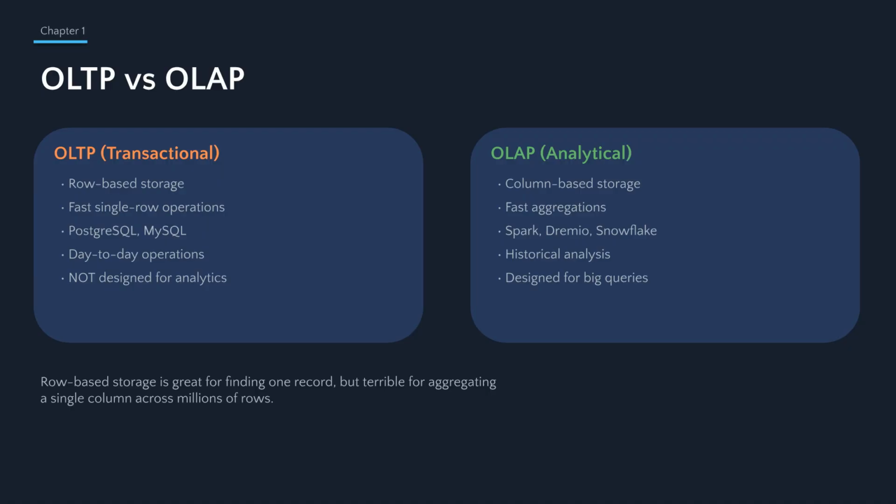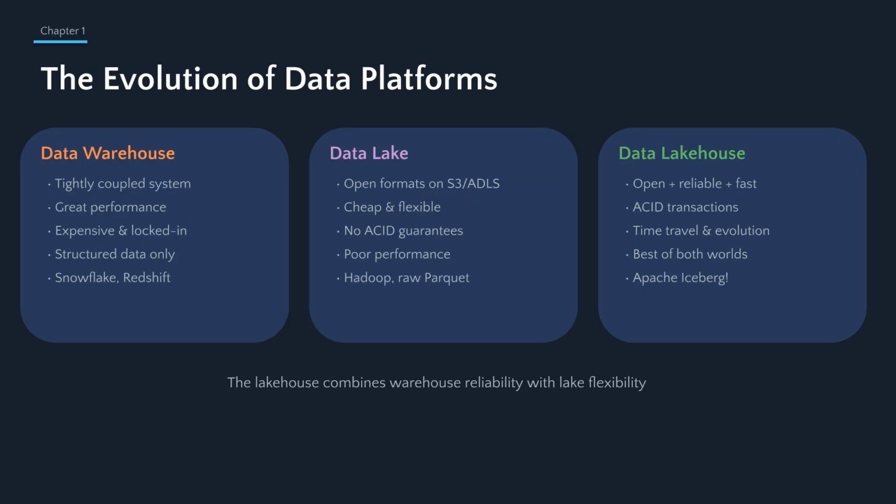Transactional databases store data row by row, which is great for finding one customer's record, but terrible when you need to aggregate a single column across millions of rows. You'd have to read every single row just to get one column's values. That's incredibly wasteful. This problem led to the creation of data warehouses. A data warehouse is a specialized system designed for exactly these kinds of analytical queries. It stores data in columns instead of rows, so grabbing all revenue values is lightning fast. It couples storage, compute, catalog, and file format, all into one tightly integrated system.